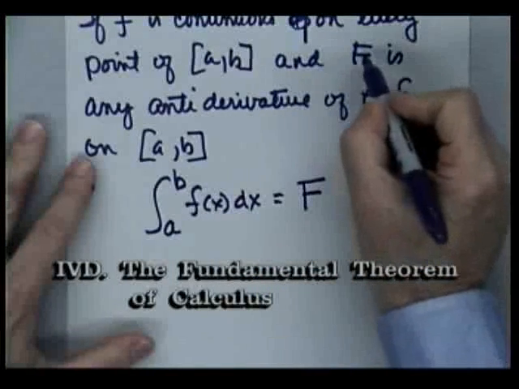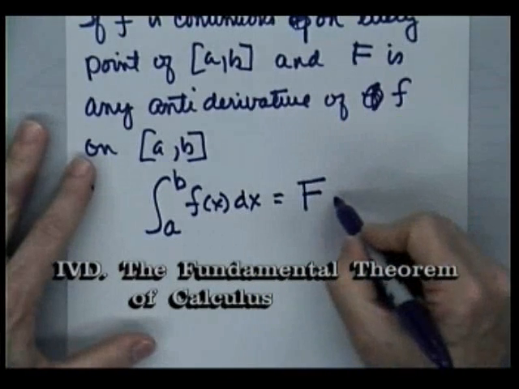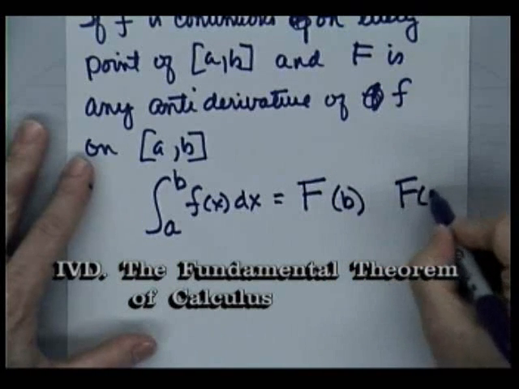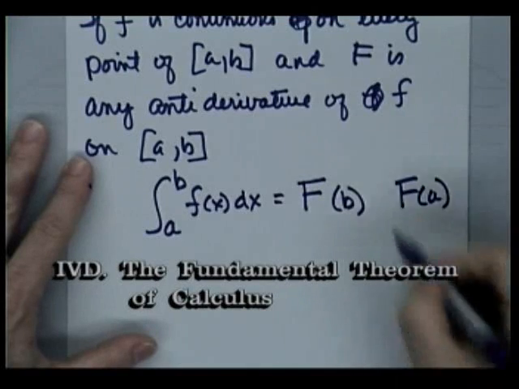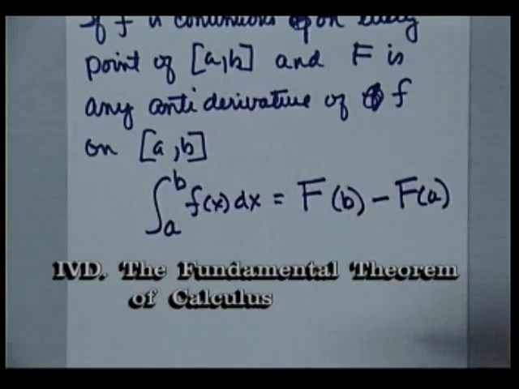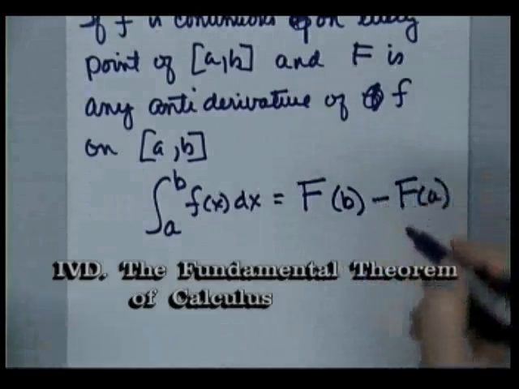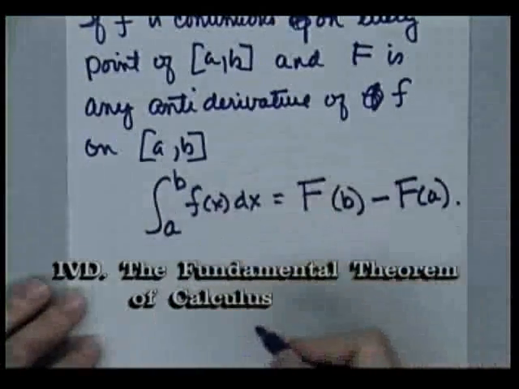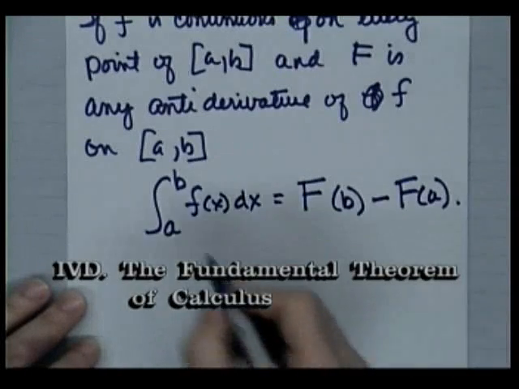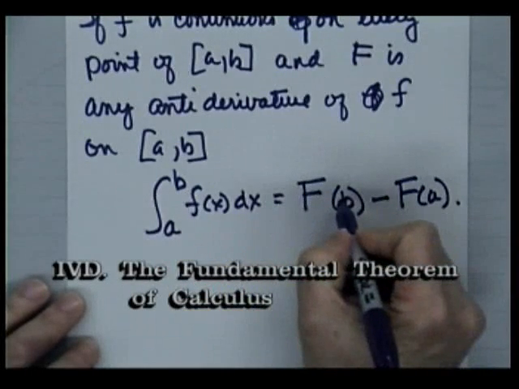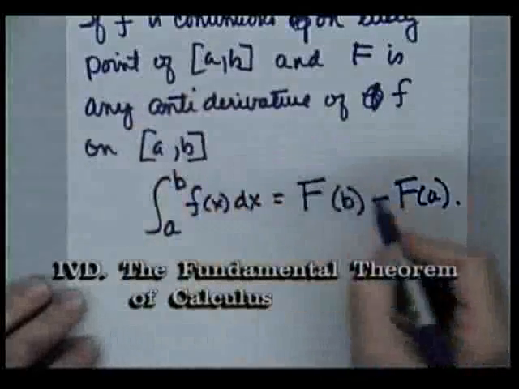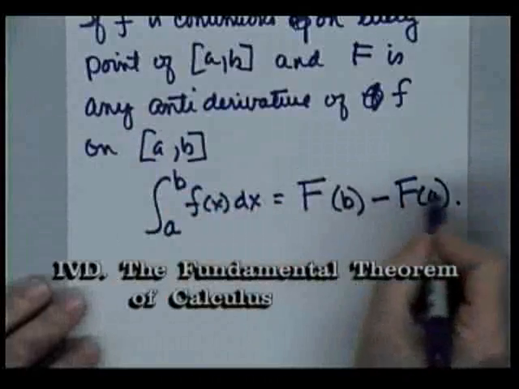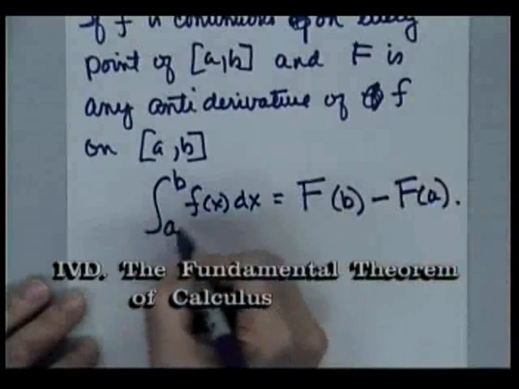We take big F. Now remember, big F is the antiderivative. We take big F evaluated at b, we take big F evaluated at a, and we subtract them. This part of the fundamental theorem is also known as the integral evaluation theorem. This tells us how to evaluate an integral. You take the antiderivative, any antiderivative, and you say big F of b, where b is the upper limit, minus big F of a, where a is the lower limit.